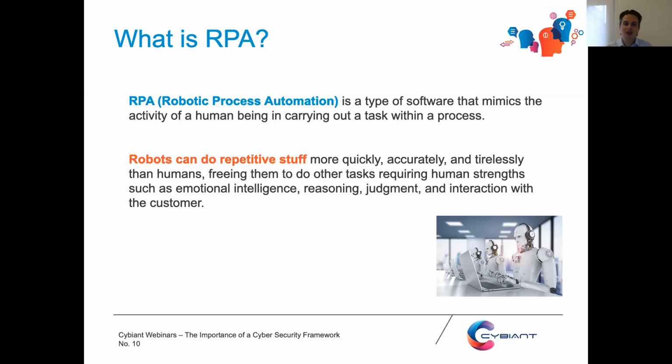Because a lot of people still think that robotic process automation has to do with robots, which is actually not the case. RPA, or robotic process automation, is more of a synonym. But what we're talking about when we're dealing with RPA technologies is that we're actually talking about software. We're talking about software that mimics the activity of a human being in carrying out tasks within a process.